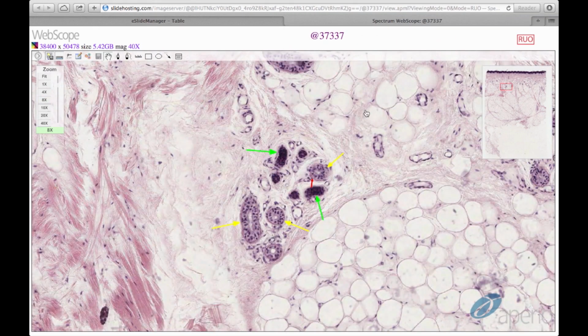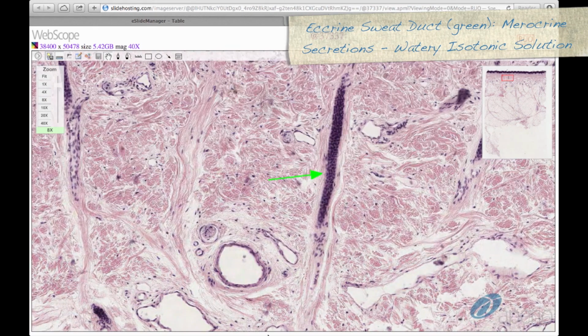If you scroll up, you can even see a duct extending up towards the surface of the skin. Eccrine sweat glands perform merocrine secretion composed of a watery isotonic solution, and are in high density where you have thick skin.